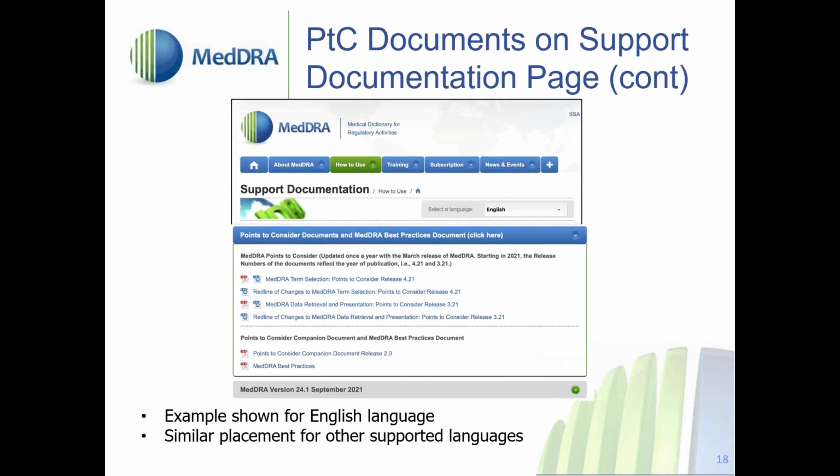As you can see, the topmost tab on how to use, you push that radio button, and then you see support documentation. And as you see, all of the points to consider, a term selection, data retrieval presentation, as well as the companion document can be easily found now. So hopefully our user community will find this very useful, and we did listen based on their feedback. Now, this is an example, just the screenshot for the English language. For all the other supported languages, it's similarly placed. Next slide, please.